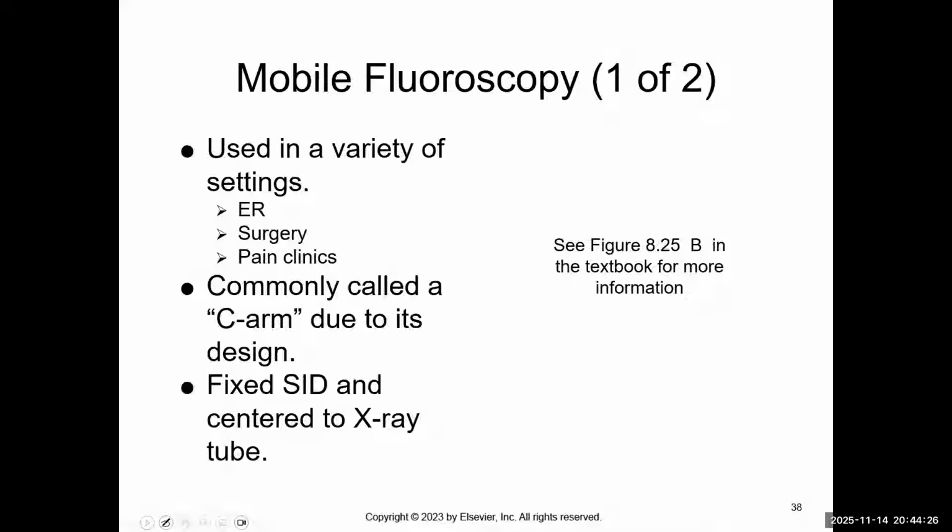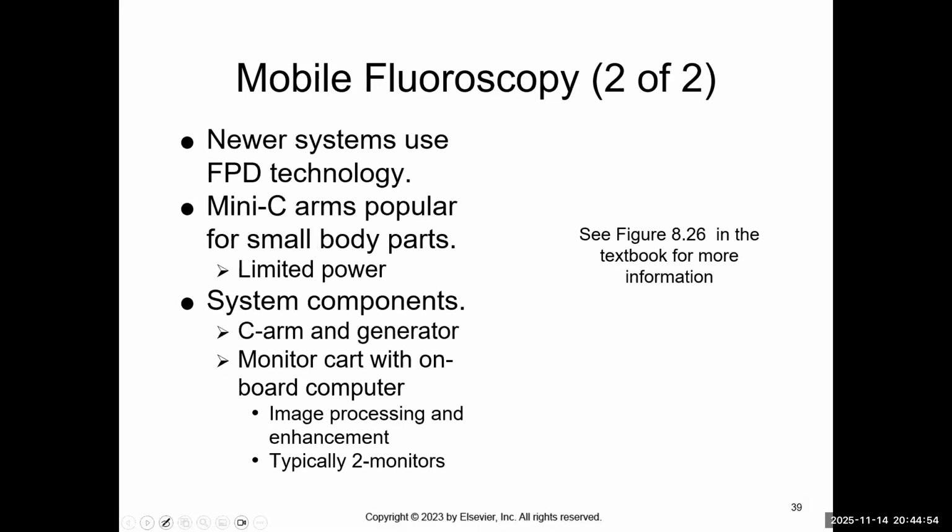Again, it's called a C-arm because it looks like a C, and it has a fixed SID and is centered to the X-ray tube. So at the tip of the C, we have the image intensifier or the flat panel detector at the top, and then the X-ray tube is at the bottom. We can't change the distance between the two. It is designed and fixed in that way, so we have to use it as is.